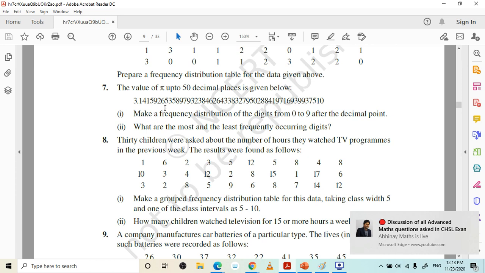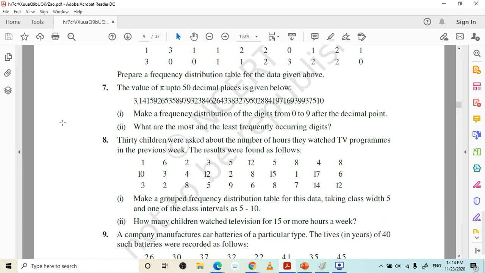Okay, now make a frequency distribution of the digits from 0 to 9 after the decimal point. Means digits 0 to 9 you have to write. Here we have done 0, 1, 2, 3. So the same thing you have to write here. For example, 0, 1, 2, 3, 4, 5, 6, 7, 8, and 9 like that. Okay. And now what are the most and the least frequently occurring digits?